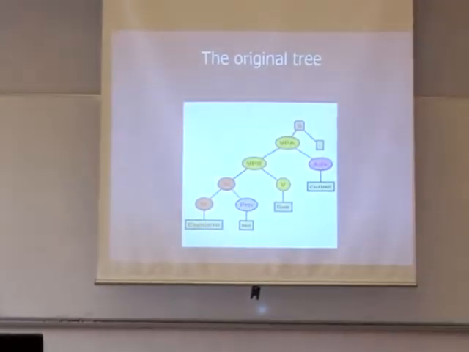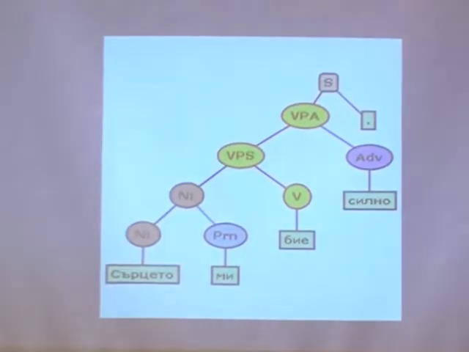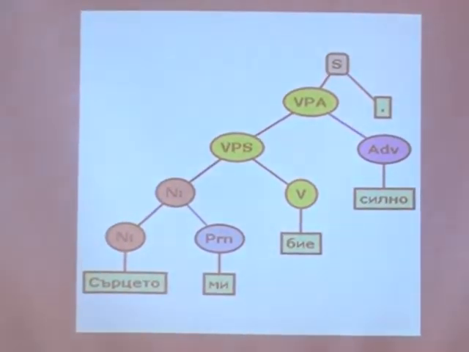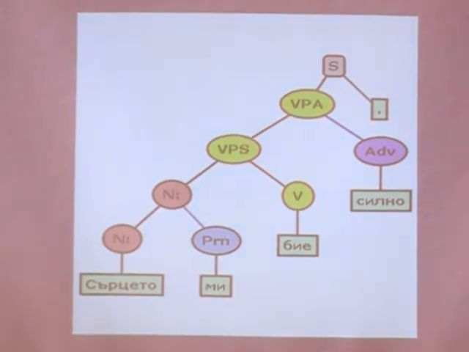So on purpose, I chose a very small tree, a very short one. And I would like to show you how it is in the original format and what happens in dependency format. So this means the following. This is: heart my, beats strongly.